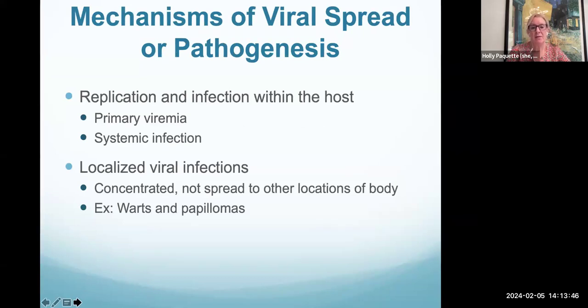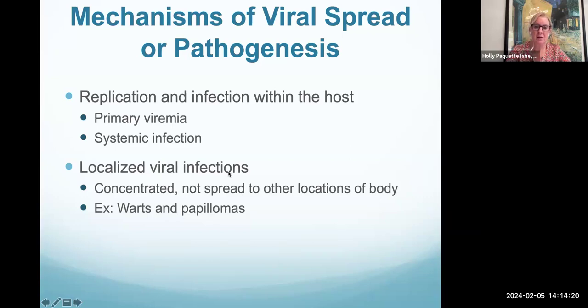Within the body, we can have replication and infection within the host. And we talked about that in the last lecture, about that portal of entry, attachment, and then invasion. We can have something called primary viremia, which means that we have virus in the bloodstream. And this can often lead to systemic infections. We can have both what are called a primary infection, meaning that it infects basically where that virus comes in for the portal of entry, attaches, and invades. But we can also get what we call systemic, which means that they move to different places in the body.